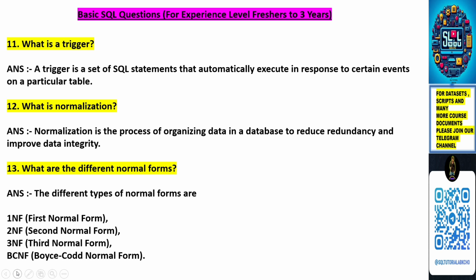Okay, now the 13th question, what are the different normal forms? You don't need to provide all the details; you can provide just 3 or 4 normal forms if you have an experience of 0 to 3 years. The different types of normal forms are 1NF first normal form, 2NF second normal form, 3NF third normal form, and BCNF Boyce-Codd normal form.